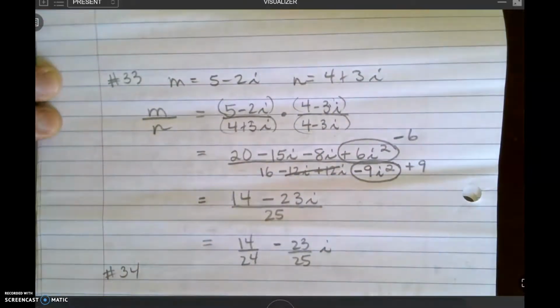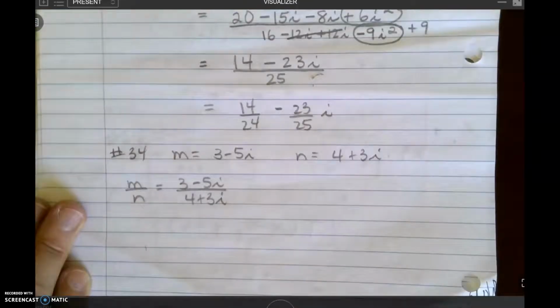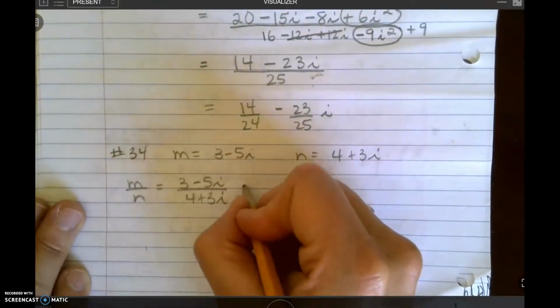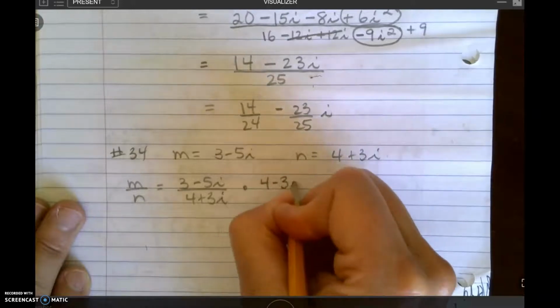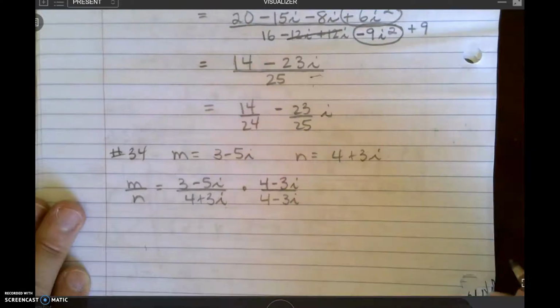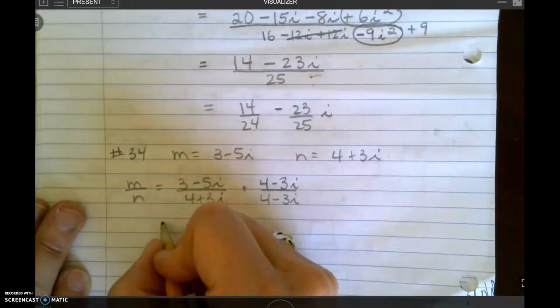Alright, let's look at number 34. Alright, for 34, very similar, except we have a different numerator this time. Again, because of the i in the denominator, I need to multiply by 4 minus 3i in both the numerator and the denominator. And then I need to start foiling.